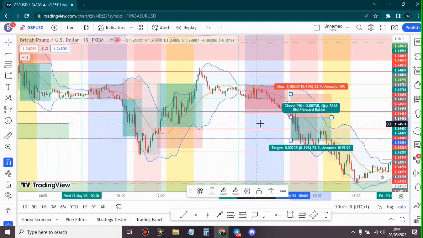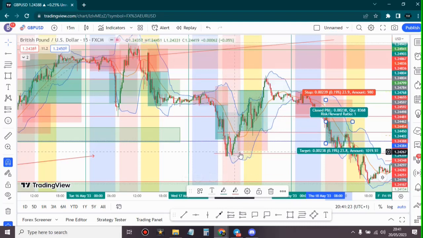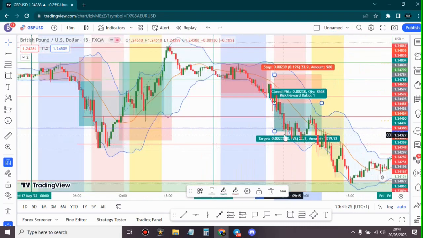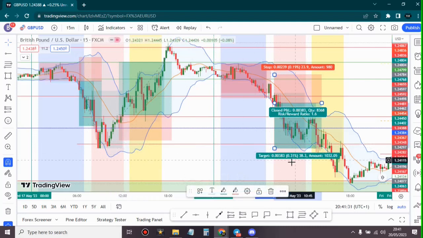And where do we put our take profit level? We look for the swing low of the previous day. This is where I'll put my take profit level, this particular area like this. Yeah, this is my take profit for this particular trade.